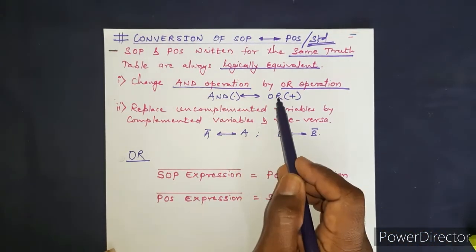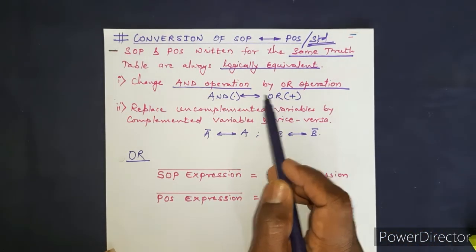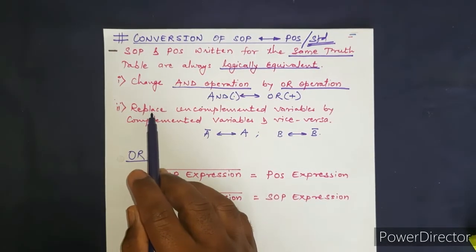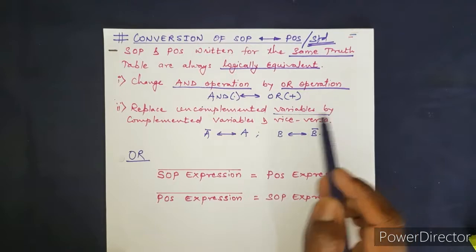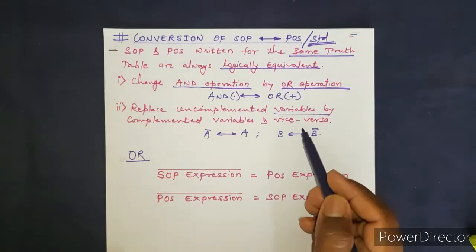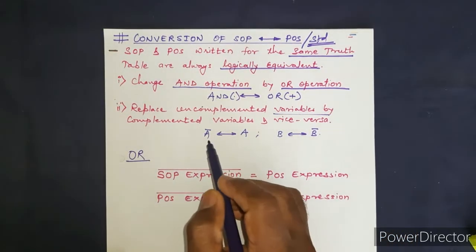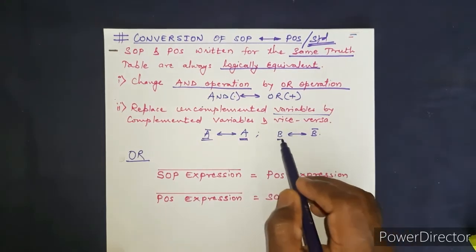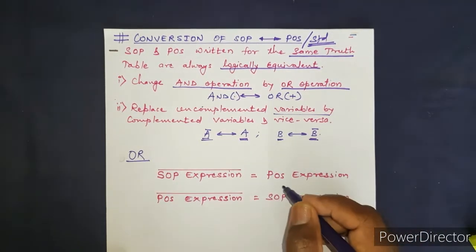AND is converted to OR, and OR is converted to AND. That is the first step. The second step is to replace the uncomplemented variable by the complemented variable and vice versa. So if you have A bar, replace it by A. If you have B, replace it by B bar.